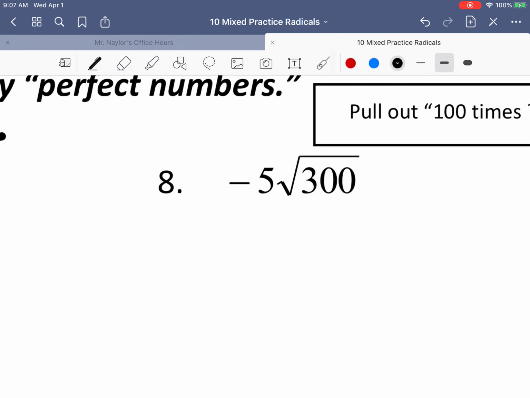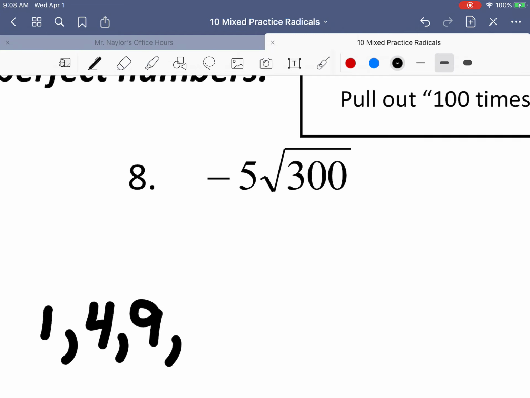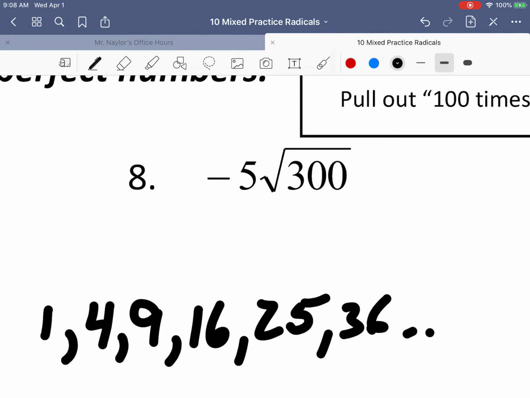Okay, now this is a square root. Why is it a square root? Well, because it's what happens when you don't see that root written. It's assumed to be a 2. So now we're thinking of numbers that are perfect squares. Numbers that are perfect squares, you've seen them many times. Numbers like 1, 4, 9, 16, 25, 36. So these numbers all come from squaring a number.